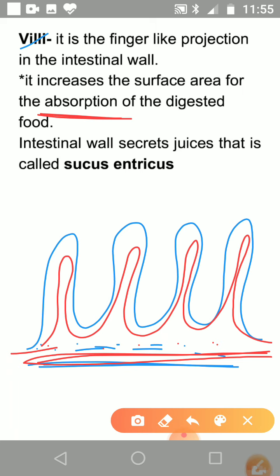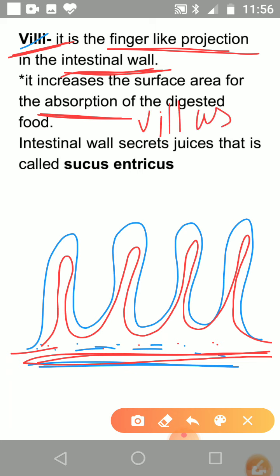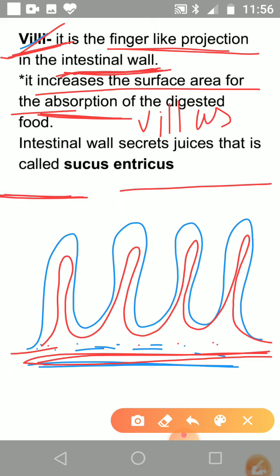So how does it take place and where does it take place? Again, the intestinal wall has very minute finger-like projections called villi. Villi is the plural and villus is singular. And what is the function of these villi? They increase the surface area for absorption. What do we mean by surface area for absorption? Like there are two surfaces, this one and this much part. Here we can say a little amount of absorption takes place, and that part has a large surface area.